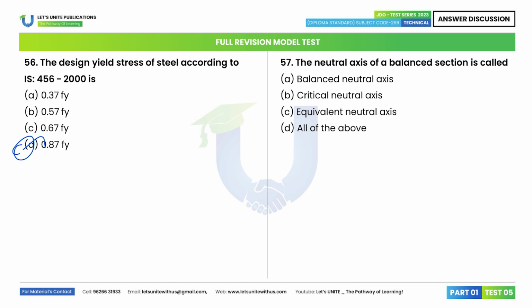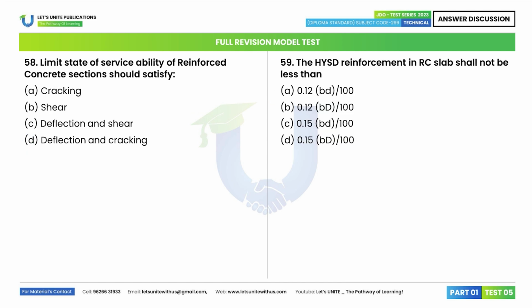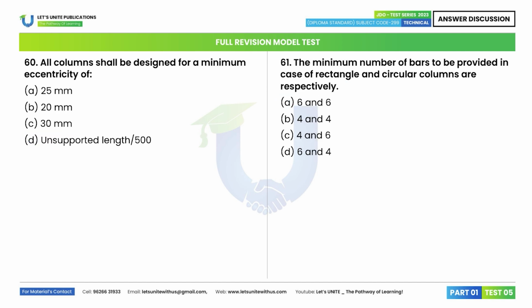Neutral axis of a balanced section is called critical neutral axis. Option B. 58th question. Limit state of serviceability of reinforced concrete section should satisfy deflection and cracking. Option D. 59th question. The HYSD reinforcement in RC slab shall not be less than 0.12 into bD by 100. Option A. 60th question. All columns shall be designed for a minimum eccentricity of 20 mm. Option B. 61st question. The minimum number of bars to be provided in case of rectangular and circular columns are respectively 4 and 6. Option C.